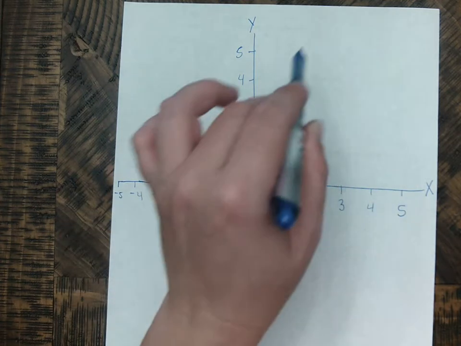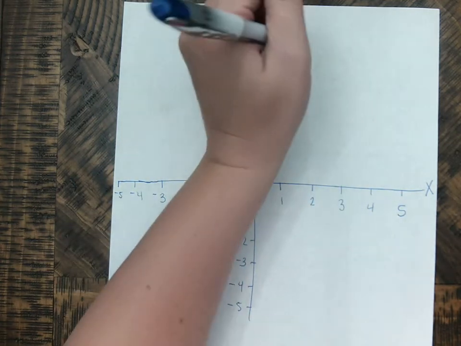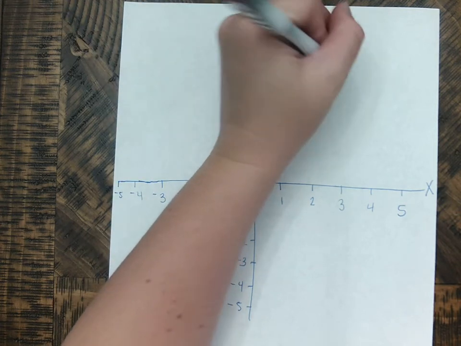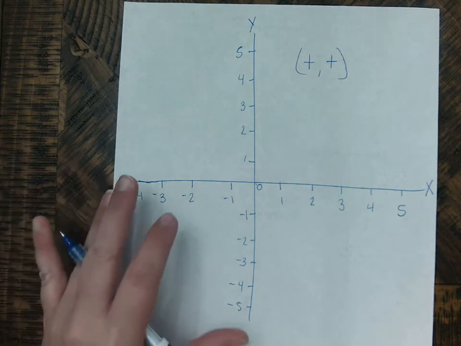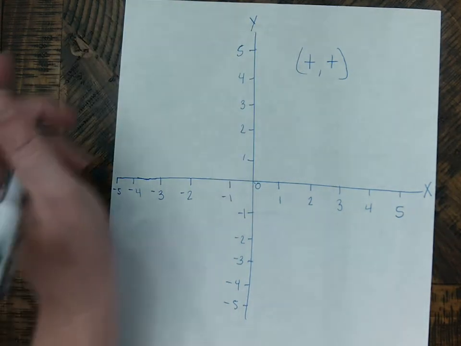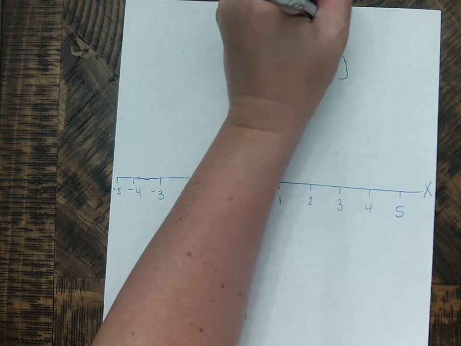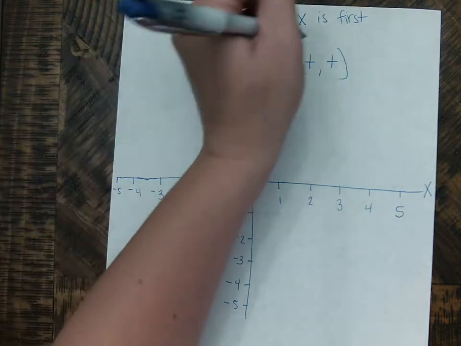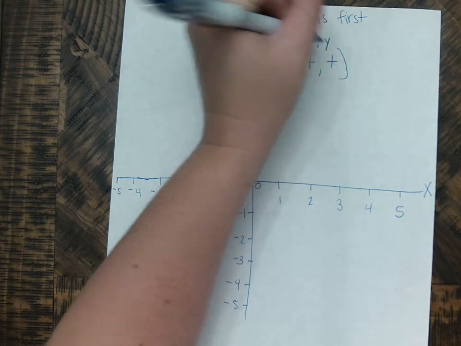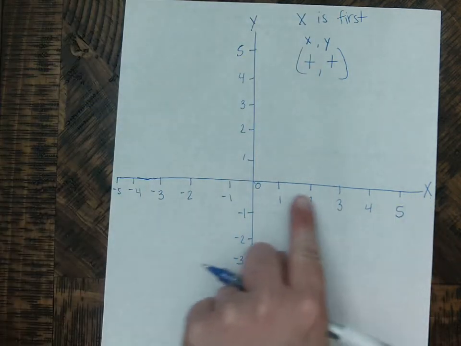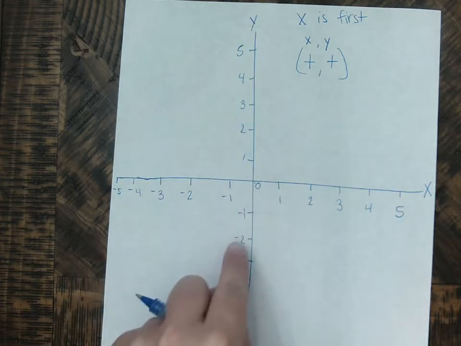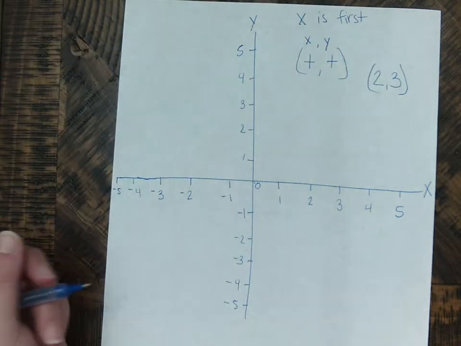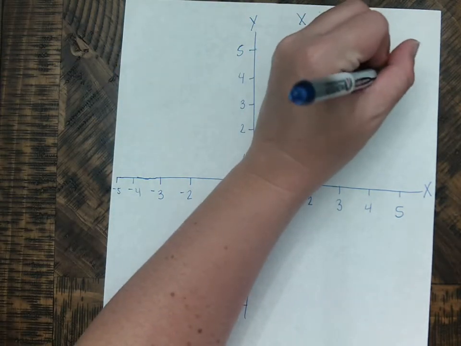if I had a point that was over here in this area, it would be a positive x and a positive y. Now I'm sure you're saying, wait, which one goes first? Remember, just like the alphabet, x is first. It is my first coordinate. So that means that this is x and this number means y. So notice this is x and this is y. So if I had 2, 3, right, the 2 represents an x, the 3 represents a y.